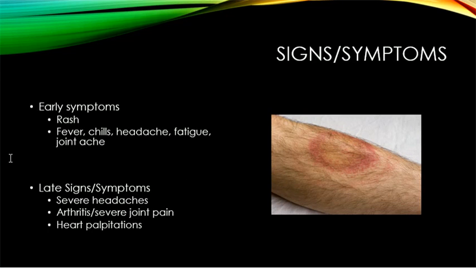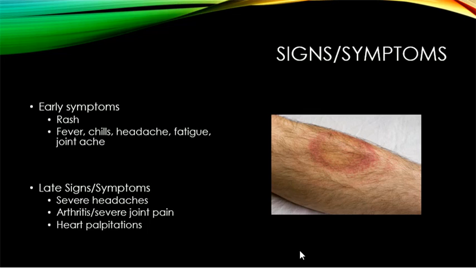Early symptoms, which occur within 3 to 30 days after the initial tick bite, include fever, chills, headache, fatigue, muscle and joint aches, and swollen lymph nodes. The rash that we are talking about is called an erythema migrans rash, an EM rash. It occurs in 70 to 80% of infected persons, and it usually takes about 7 days to occur. It's not really itchy or painful, but it is warm.